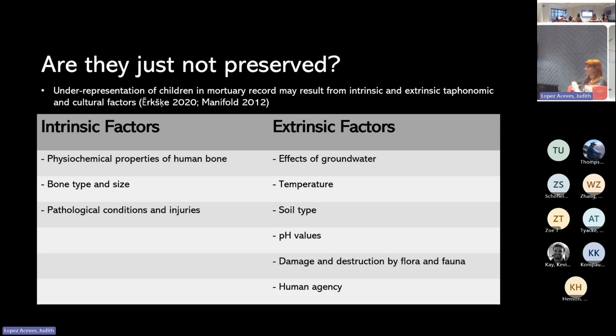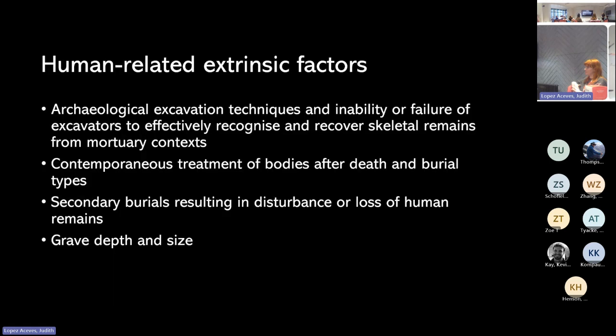The effects of groundwater, temperature, soil, and pH values: particularly acidic soils are more damaging, and neutral and alkali pH values tend to be better. Then you've got damage and destruction by flora and fauna, so that's plants and animals getting into burials and disrupting the pattern. And then there's human agency.